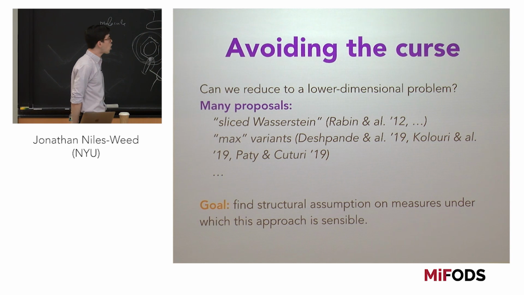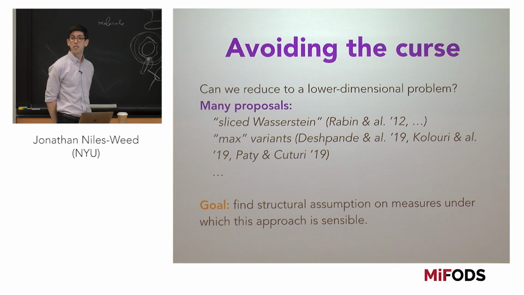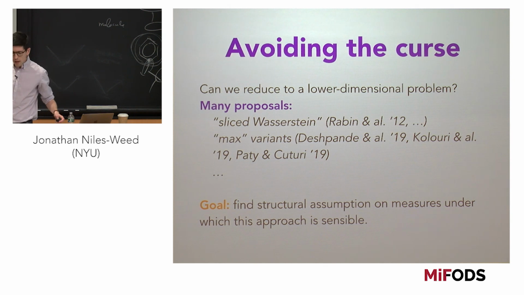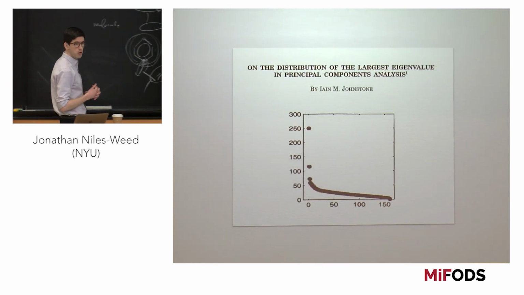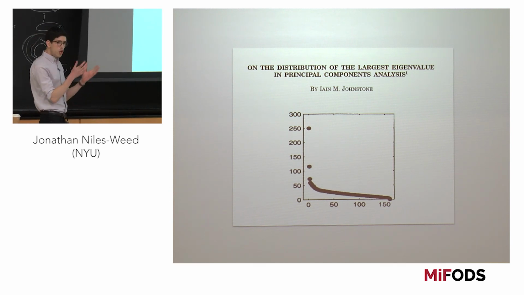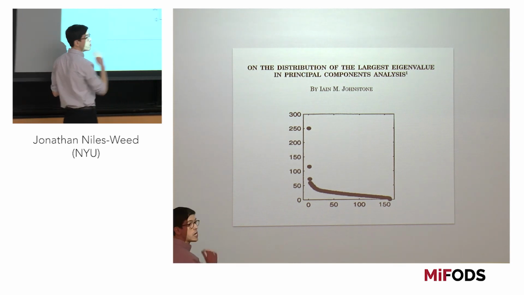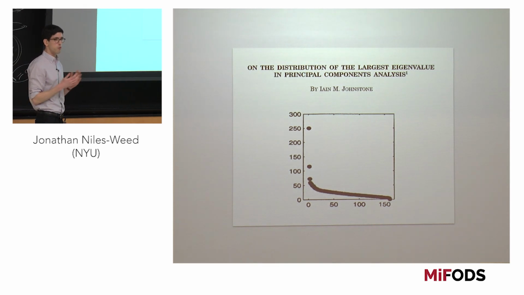So our second goal was to find some structural assumption on the measures under which this is actually a reasonable or interesting approach. We took our inspiration from an extremely influential line of work in statistics, which started with a paper by Iain Johnstone in 2001 on what's known as the spiked covariance model. Johnstone looked at some real-life data, from a phonemic data set, taking recordings of people speaking English and trying to extract features from those recordings.